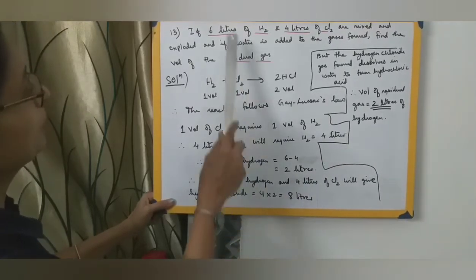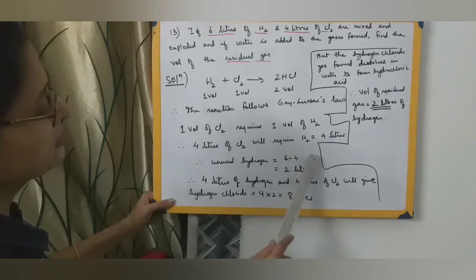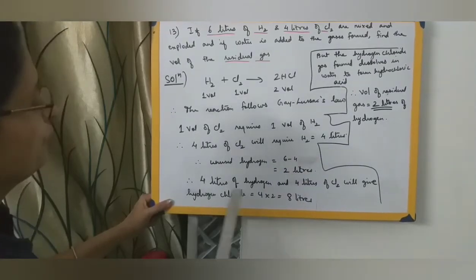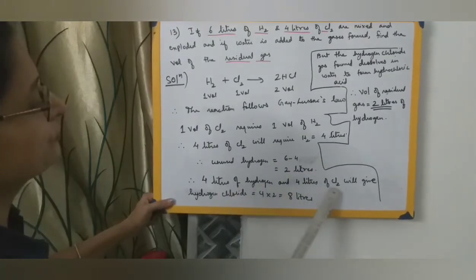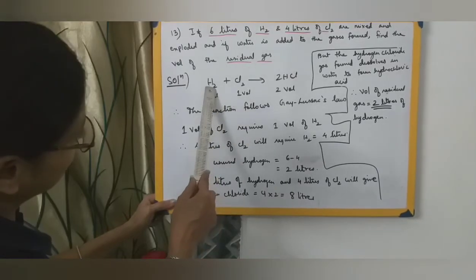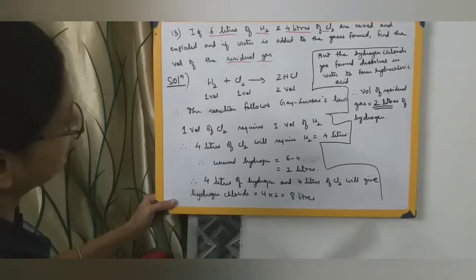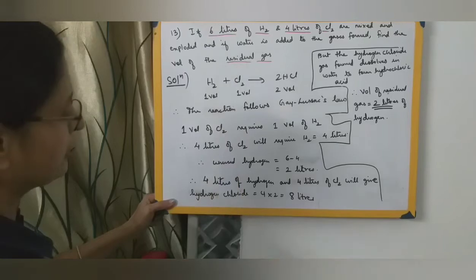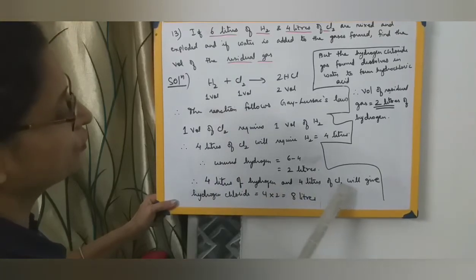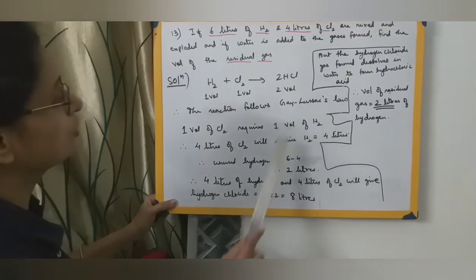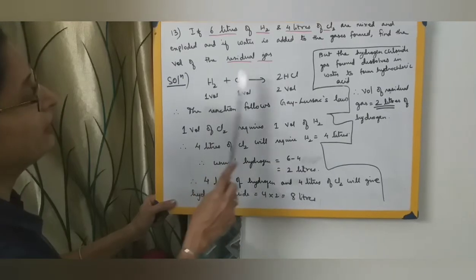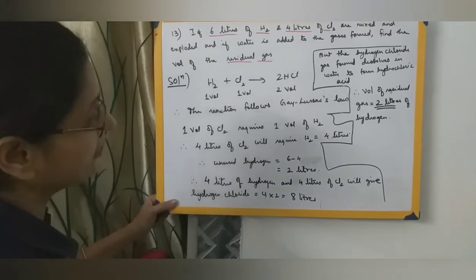Total hydrogen has been provided as 6 liters. So 6 minus 4 will give us 2 liters unused. Now 4 liters of hydrogen and 4 liters of chlorine, either you can take any one of the reactants, or you can take both the reactants. So 4 liters of hydrogen and 4 liters of chlorine will give hydrogen chloride equals 4 into 2, because this is in one part, this is in two parts, twice of it, 8 liters.